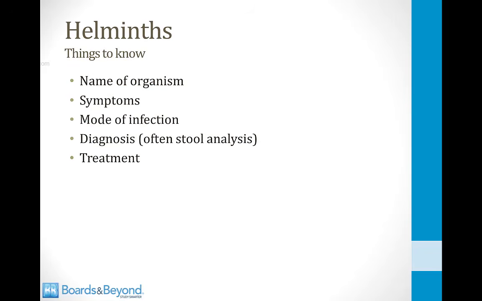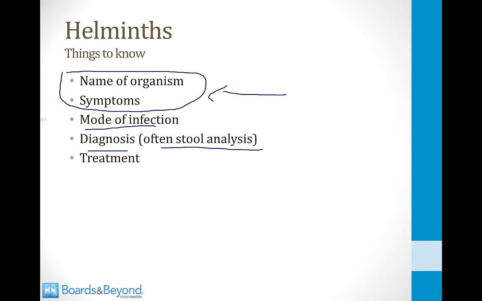So I've listed here on this slide things to know about the worm infections, and I've listed them in order of importance. The two most important things to know are the name of the organism and the symptoms. Often on the board questions, they will just ask you to recognize the clinical presentation. If you feel solid on these two items, then you can worry about things like how the patient gets infected or how you diagnose it. It's often a stool analysis and the various treatments for the different infections.